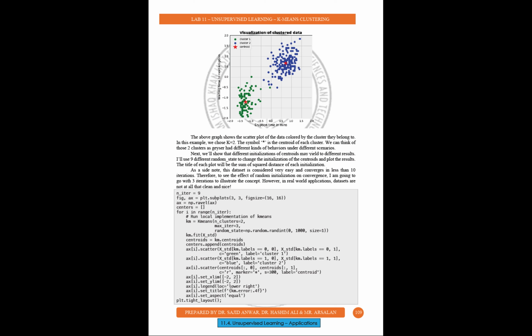Next, we'll show that different initializations of centroids may yield different results. I'll use 9 different random states to change the initialization of the centroids and plot the results. The title of each plot will be the sum of squared distances of each initialization. As a side note, this dataset is considered very easy and converges in less than 10 iterations. Therefore, to see the effect of random initialization on convergence, I am going to go with 3 iterations to illustrate the concept. However, in real world applications, datasets are not at all that clean and nice, as you can see over here.